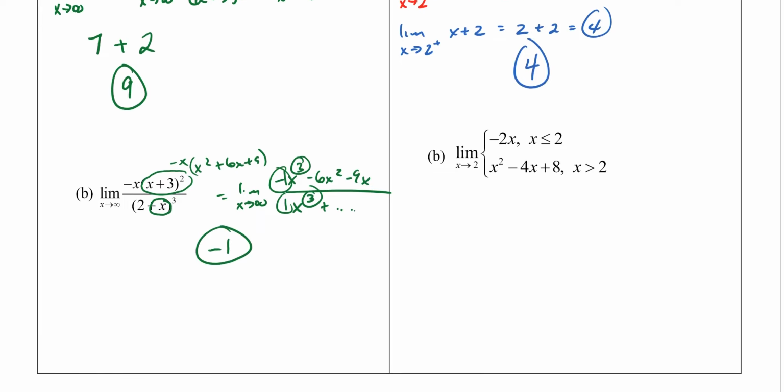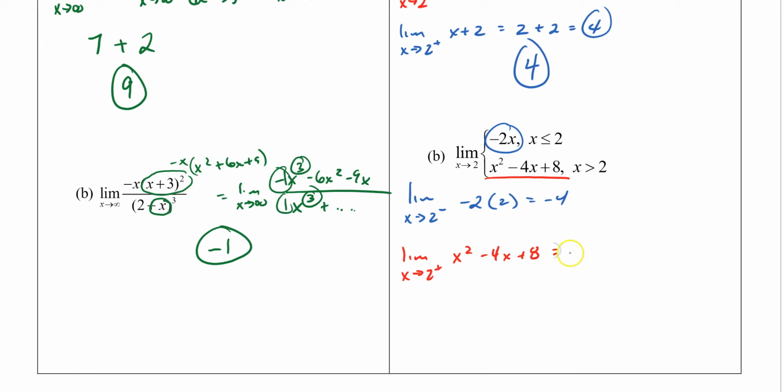Part B, same thing. I'm going to check the left-hand limit, so x approaches 2 from the negative side. That's going to be this negative 2x, so that's negative 2 times 2, which is negative 4. And I'm also going to check the right-hand limit as x approaches 2 from the positive side. That's going to be the bottom function, which is x squared minus 4x plus 8. Direct substitution. I've got 2 squared minus 4 times 2 plus 8.